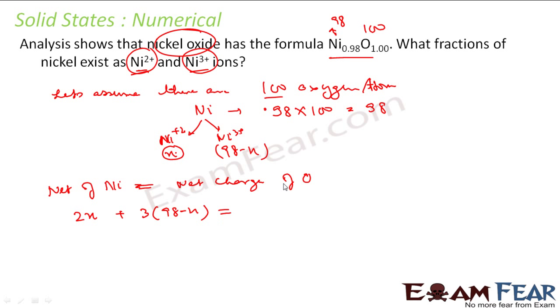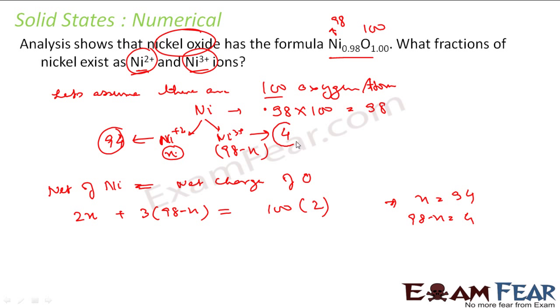And this total will be how much? It will be the net charge of oxygen. How much is oxygen? There are 100 oxygen atoms and each oxygen has how much? 2 charge. Correct? So if you solve this, you get X as 94. That means Ni2+ there are 94 atoms and Ni3+ is 98 minus X, which is how much? 4. So Ni3+ is 4. This is the number of atoms given oxygen is 100.